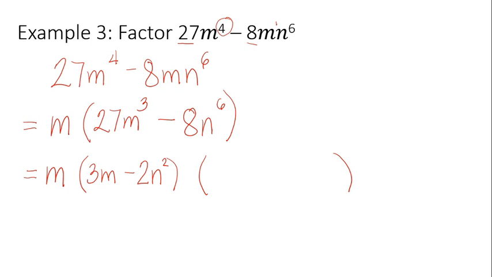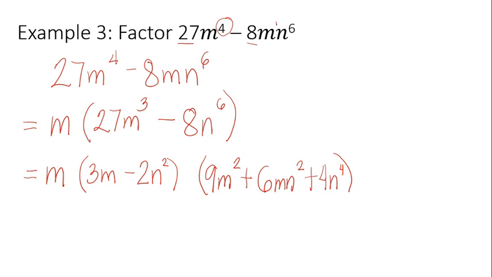Square the first term of the binomial factor, 3m. That is 9m squared. The opposite of minus is plus. Multiply the two terms, 3m times 2n squared, to get the middle term. The answer is 6mn squared. Then positive, square 2n squared. The answer is 4n to the 4th power.